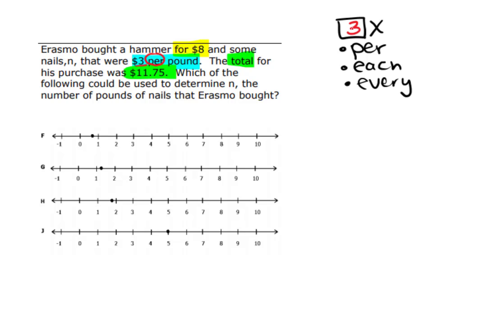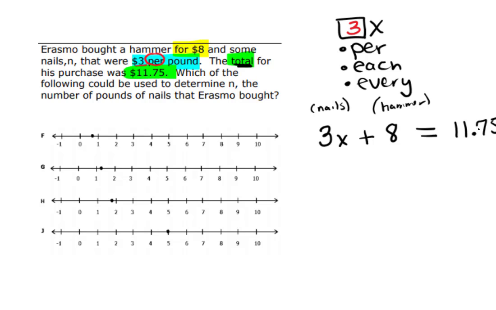Now we also have, he bought a hammer for $8 and some nails. So 3 for each pound of nails and also the hammer. So if he's going to buy both of them together, the total is for them to be added together. The total is them put together. So 3 per pound plus $8 for the hammer. So here are the nails, and then here is the hammer, and together they equal $11.75.